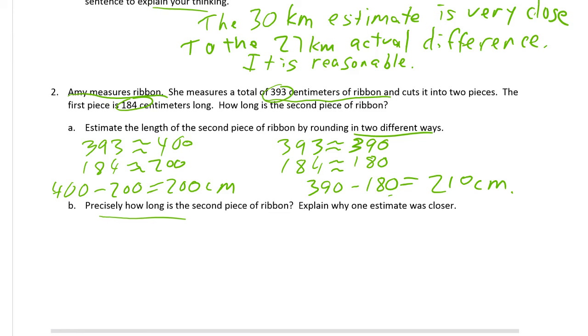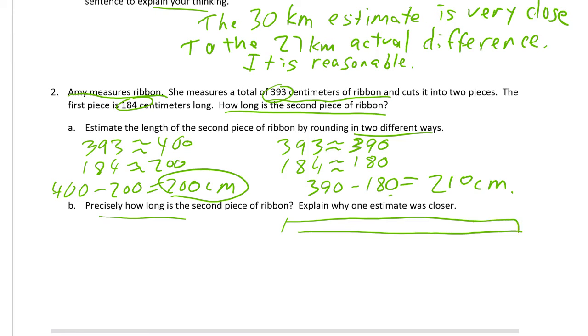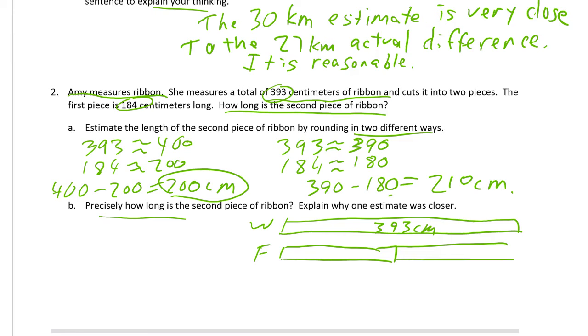Precisely how long is the second piece of ribbon? Explain why one estimate was closer. So the second piece of ribbon, that's what we've been solving for this whole time, right? And just in case, there's the whole ribbon, W for whole, and we know that that was 393 centimeters. And then the first piece, and we have a second piece. And we know how long the first piece is. That's 184. And we have to figure out the second piece.